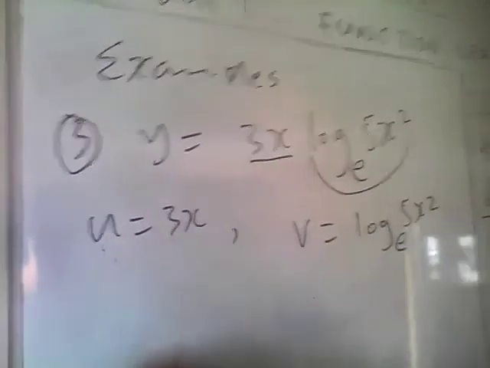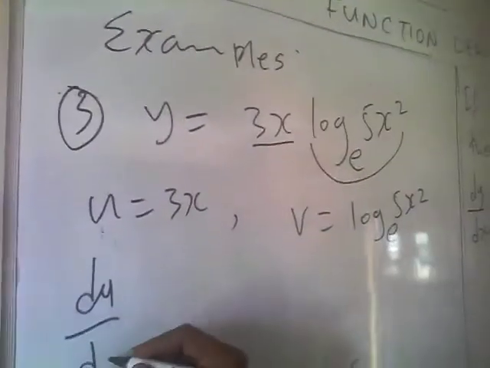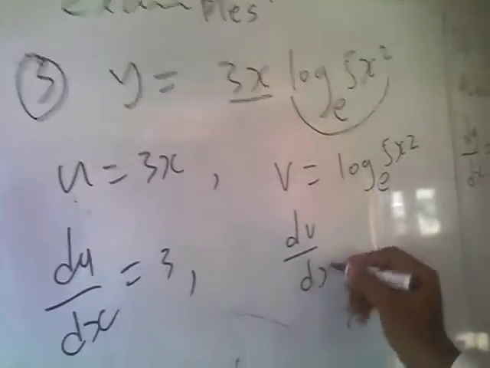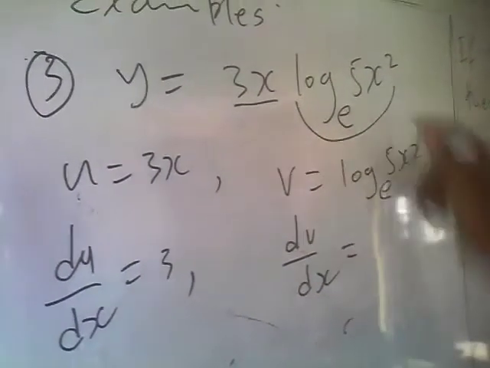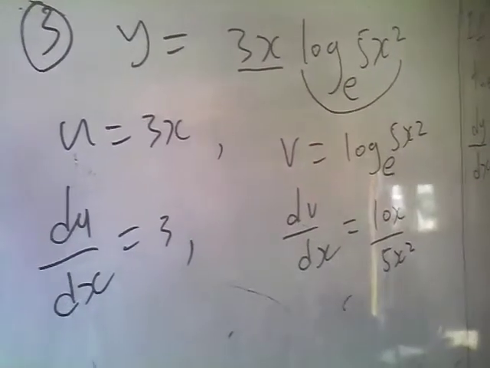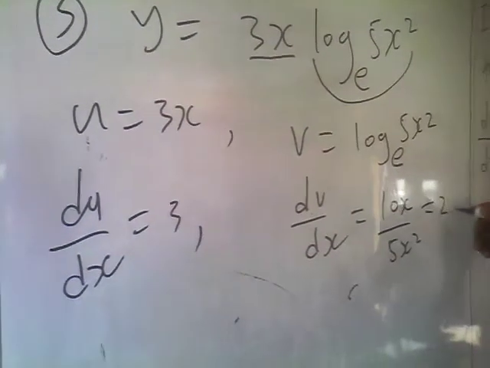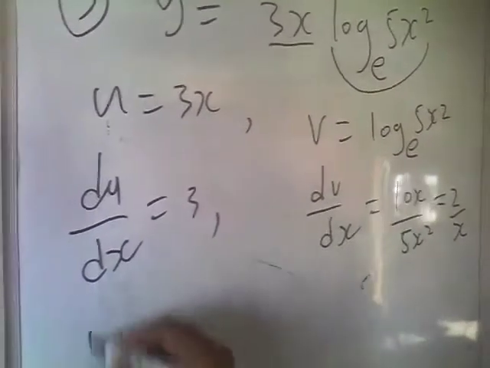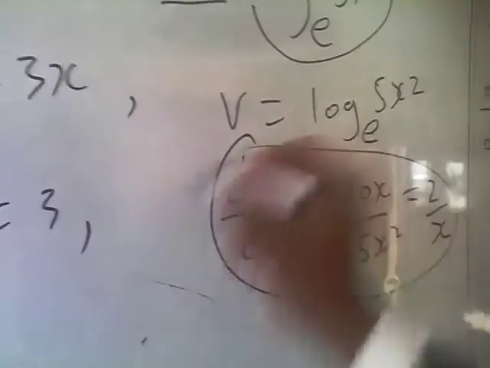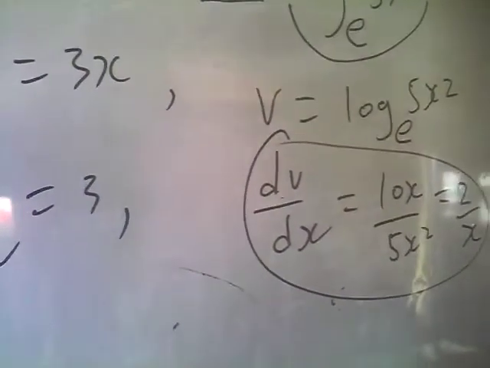We'll differentiate u with respect to x, we have 3. We'll differentiate v with respect to x, we have 10x over 5x squared, and that gives us what? That gives us 2 over x. So for our dv/dx, I advise that you go back to our videos and study the derivative of logarithmic functions, because we treat that explicitly.